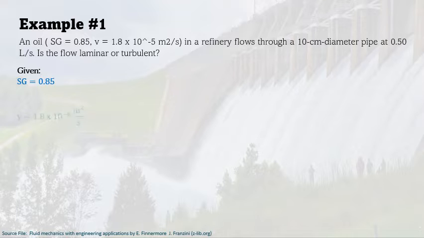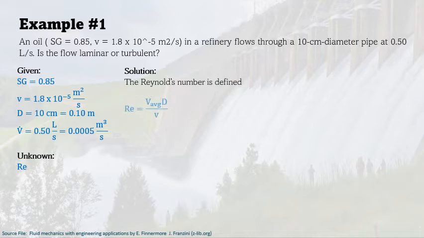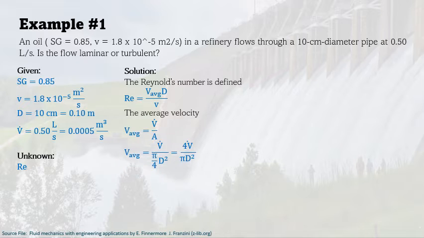Here we are given the specific gravity, the kinematic viscosity, the diameter, and also the flow rate. We can also convert the flow rate to meter cube per second for uniformity of dimensions. The unknown is the Reynolds number because it will help us identify if it is laminar or turbulent. The Reynolds number is defined as the ratio of the average velocity multiplied by the diameter to the kinematic viscosity. The average velocity can be computed using our relationship in terms of the volume flow rate and the cross-sectional area. Thus, we can substitute this value in the Reynolds number equation and obtain the Reynolds number, as you can see here in this presentation.